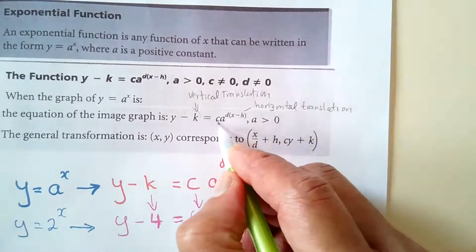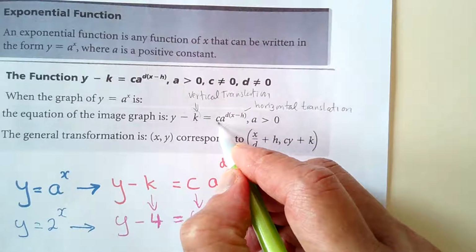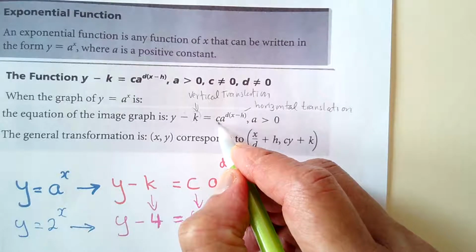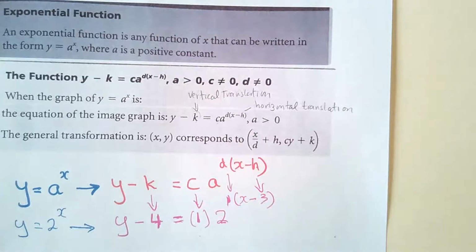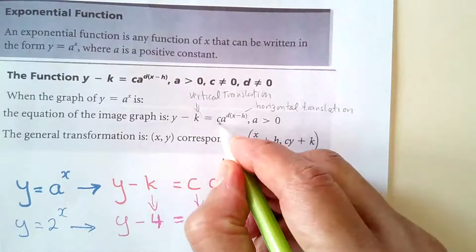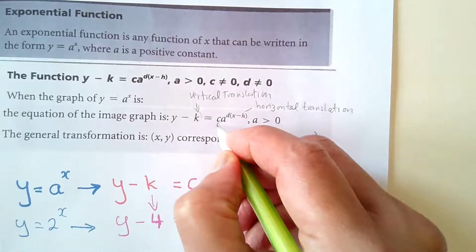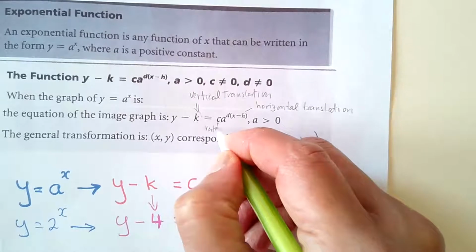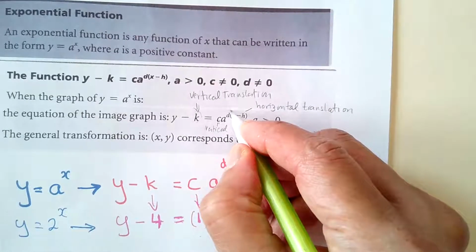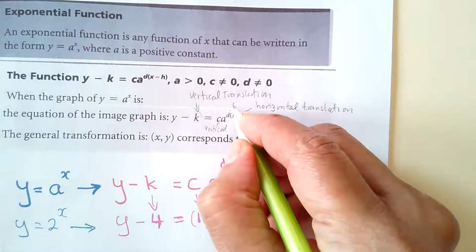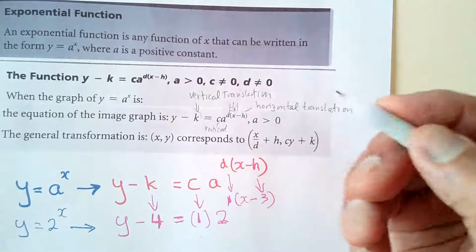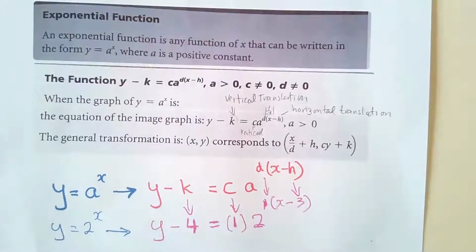The c would be referred to as your vertical stretch by a factor of c. So if you have c in here, it's a vertical stretch. If it's greater than 1, you have a stretch. If it's between 0 and 1, you have a compression. This is your vertical stretch. And this is your horizontal stretch by a factor of 1 over d. It's similar to what we did in the unit on transformation.